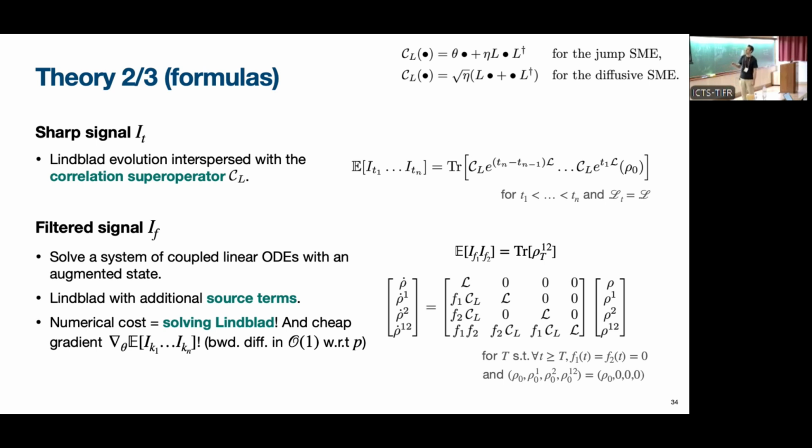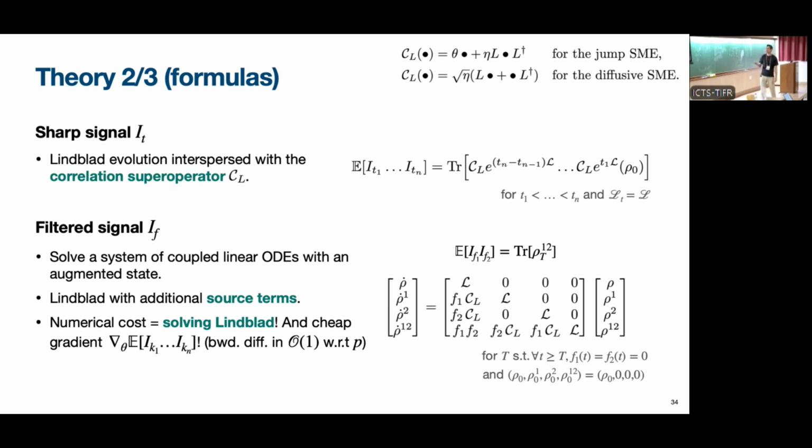So maybe to explain, this rho dot equals L rho is the regular Lindblad evolution. And then for rho dot 1, you also have the Lindblad evolution plus a source term that depends on the filtering function and the correlation superoperator that will be applied on rho. And so you're just going to evolve this large system of ODEs, okay? And up to a big time, a time that is larger than any time in the support of F1 and F2, you track the trace of this guy, and it's going to give you this quantity.